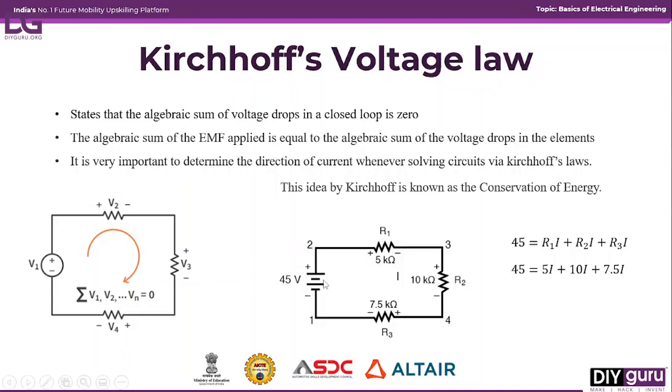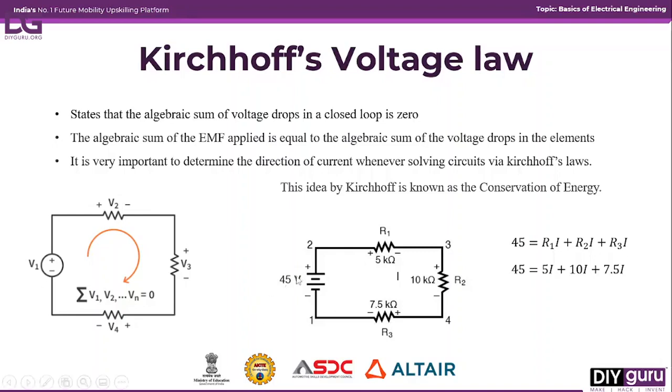So here we'll take a small example. How will you write this? See here, this is a simple circuit which has three resistors and one source. The source voltage is 45 volts. The resistor values are given here, and let us consider the current is I. Now simply apply the KVL. We know that the supply voltage is equal to the drop across each resistor, right? The drop is nothing but the current flowing through the element times the resistance of that resistor.